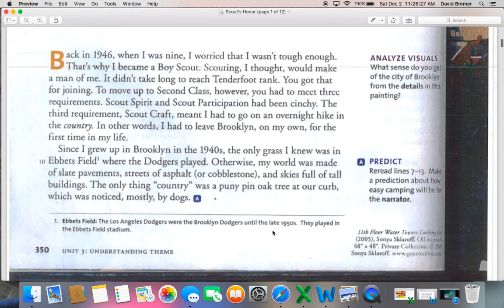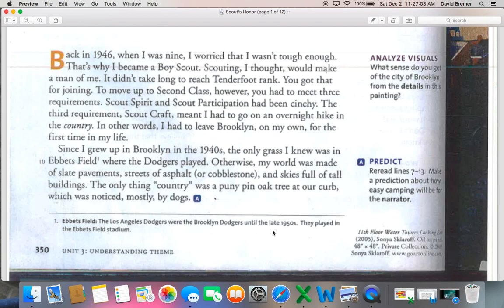Back in 1946, when I was 9, I worried that I wasn't tough enough. That's why I became a Boy Scout. Scouting, I thought, would make a man of me. It didn't take long to reach Tenderfoot rank. You got that for joining. To move up to second class, however, you had to meet 3 requirements. The Scout spirit and Scout participation had been cinchy. The third requirement, Scout craft, meant I had to go on an overnight hike in the country. In other words, I had to leave Brooklyn on my own for the first time in my life.